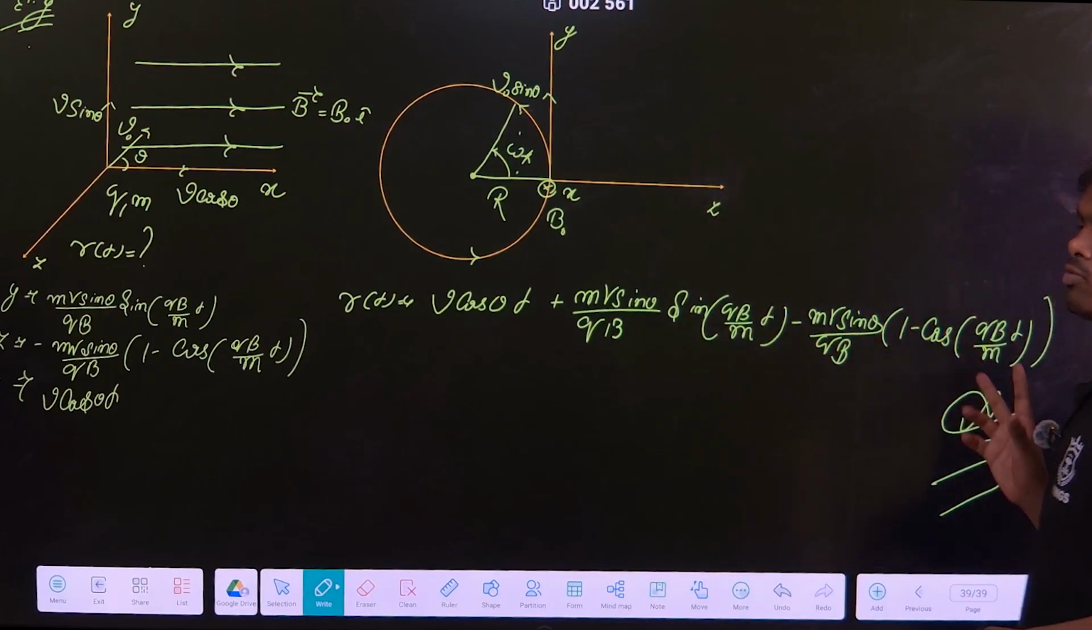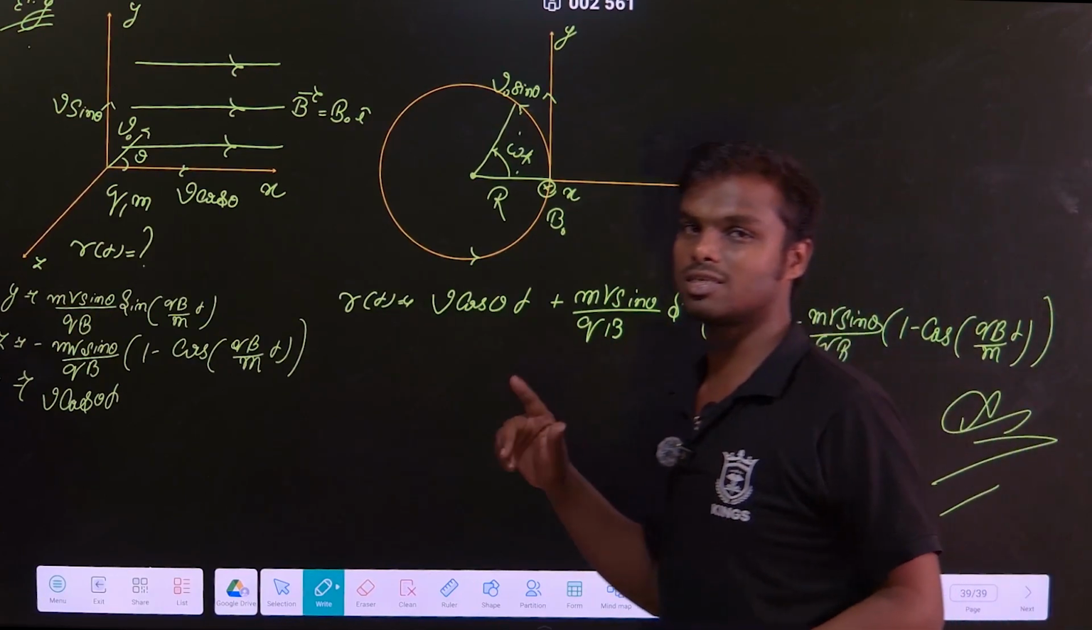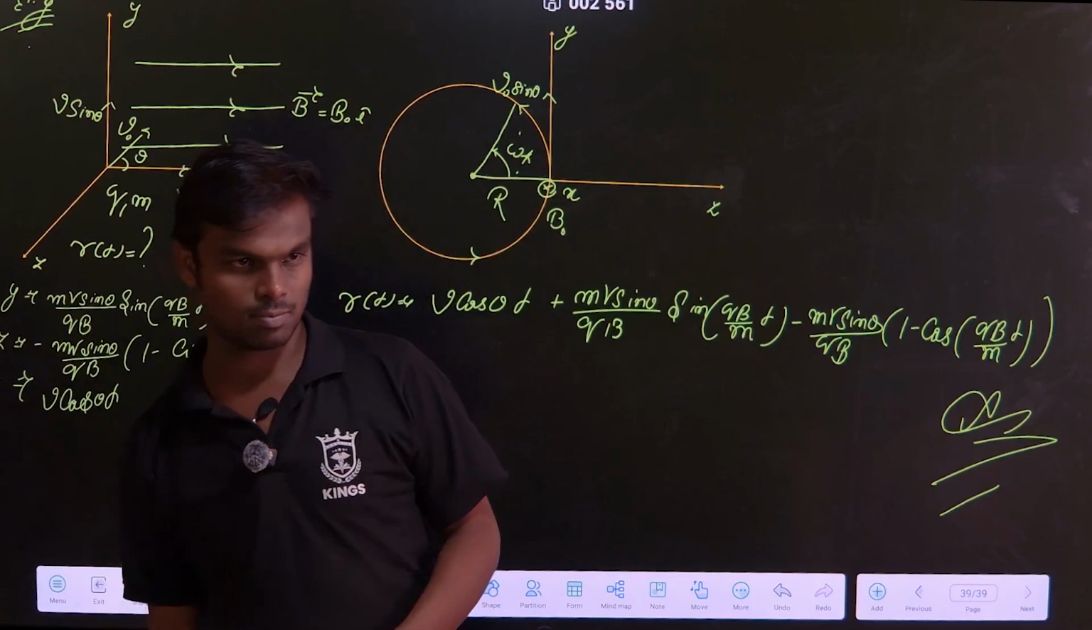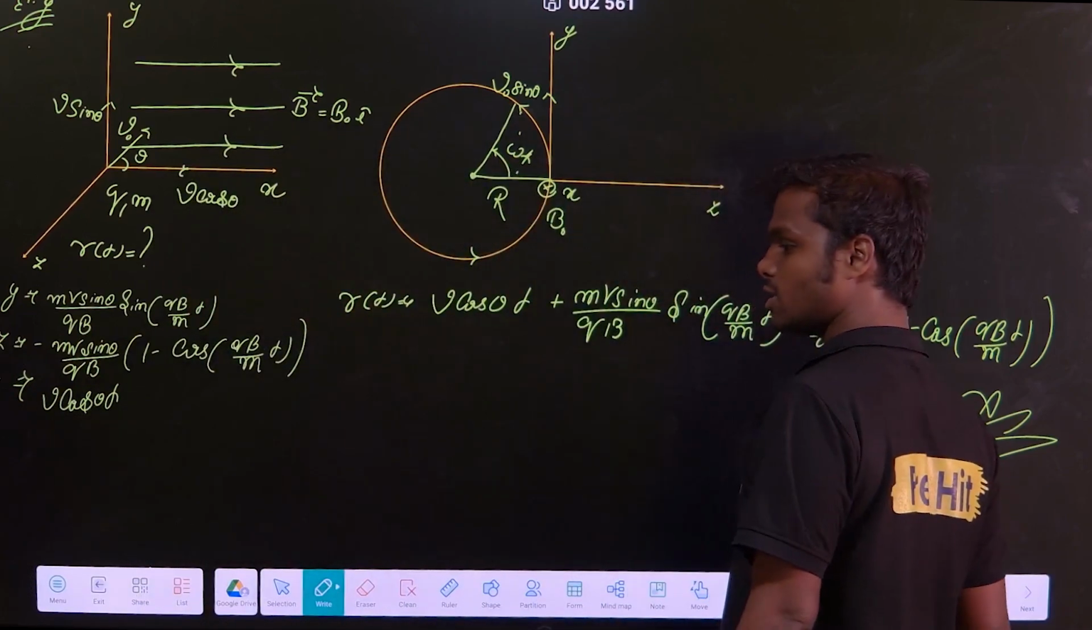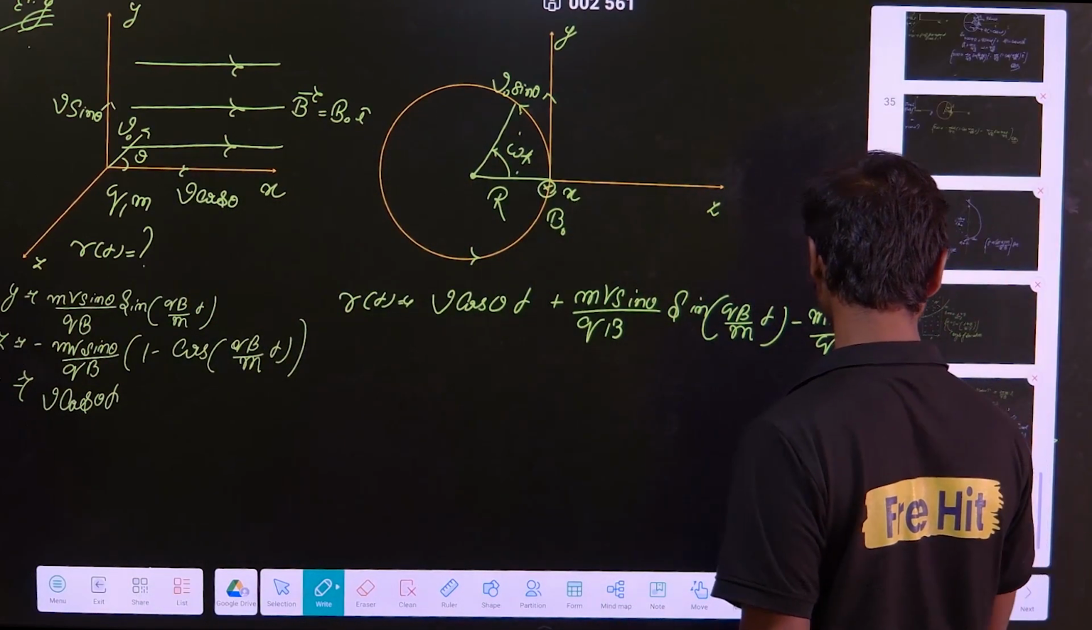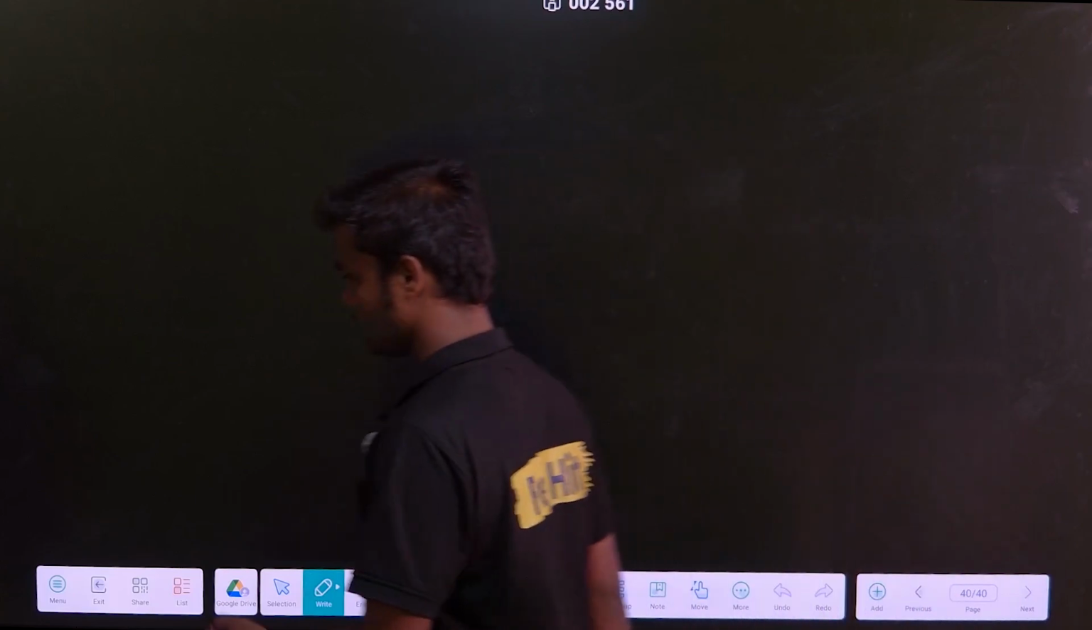How do you have to analyze? First you have to analyze the circular motion, and second you have to analyze the linear motion. Simple. Clear? Any doubt here? Now we are left with the last case. This is the second case, and then the last case is left.